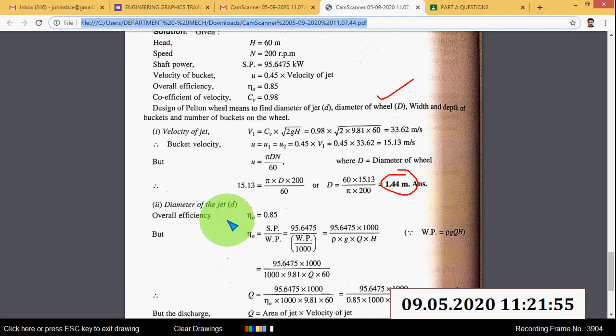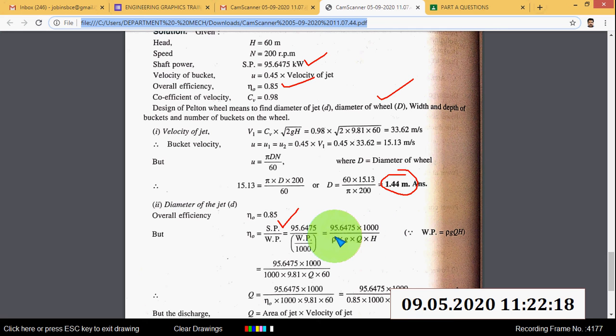The next is the diameter of the jet. The overall efficiency is given as 0.85. So what is the equation of overall efficiency? Overall efficiency is equal to shaft power divided by water power. Shaft power is given as 95.6475, and the water power is, you know the equation, rho g Q H by 1000.